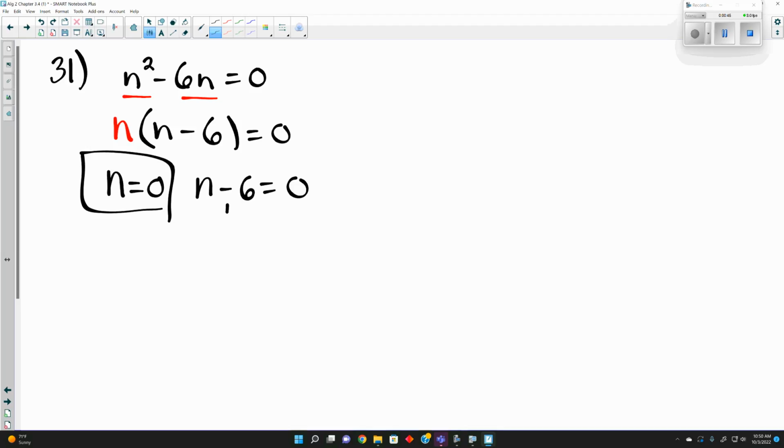Now for the other one, we have to add 6 to both sides, telling us n is equal to 6. So our answers are 0 and 6.